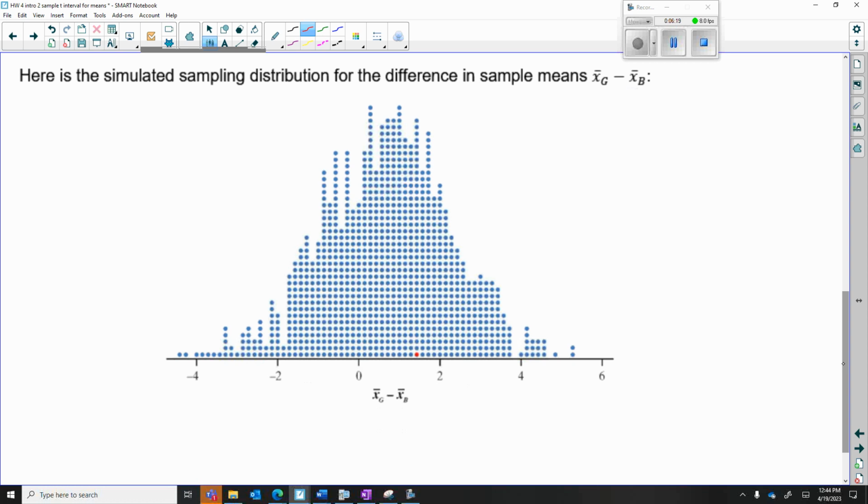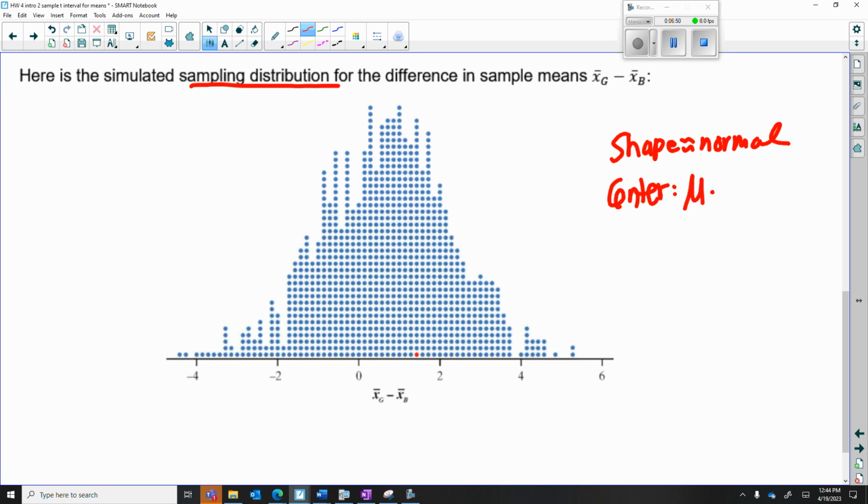And this is now called the sampling distribution for the difference of sample means. So what does the shape look like? What does the center look like it's at? And where does the spread look like it's at? I'm hoping you're thinking that the shape is approximately normal, and that makes sense because the two individual independent boys and girls sampling distributions are approximately normal. The center used to be centered at the true parameter, so this one should be centered at mu g minus mu b.